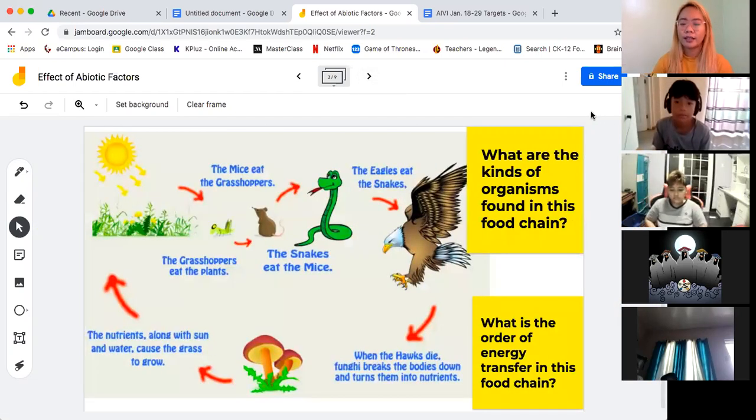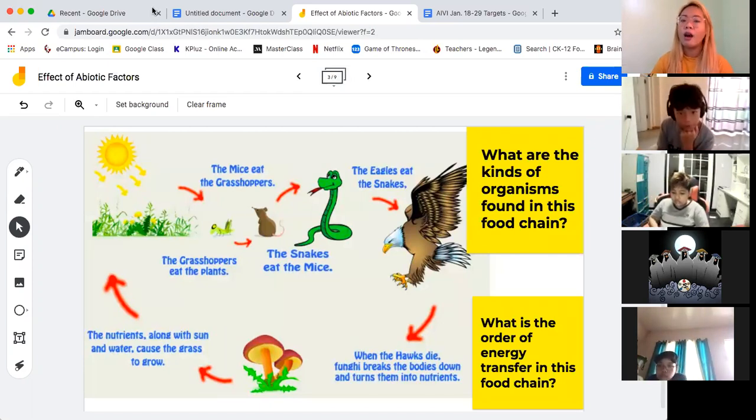Okay. So let's go back to the idea of a food chain. The picture here shows a food chain. So first question, and this is more of a review from our last week's lesson. What are the kinds of organisms that are found in this specific food chain? Can anybody share their ideas?